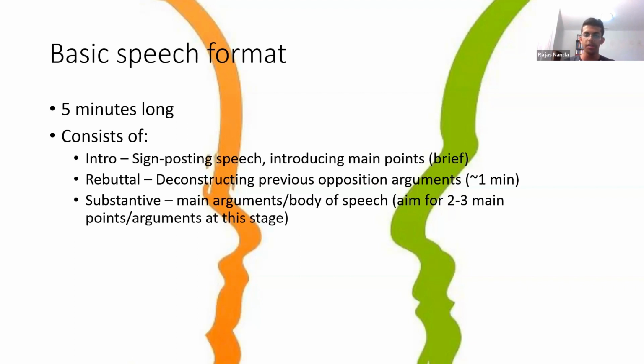You haven't really gone in depth into either of those points, but at the same time, you've laid them out in sufficient detail so that the judge understands what's going to happen in the rest of your speech. Okay, I hope that makes sense.